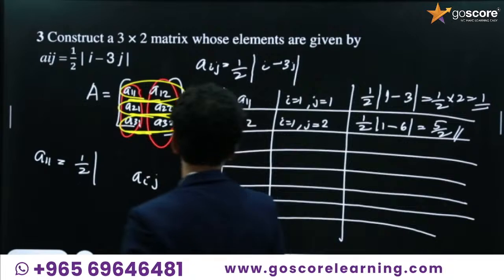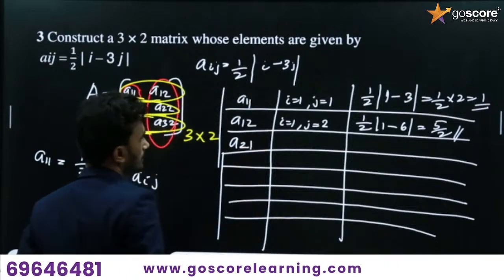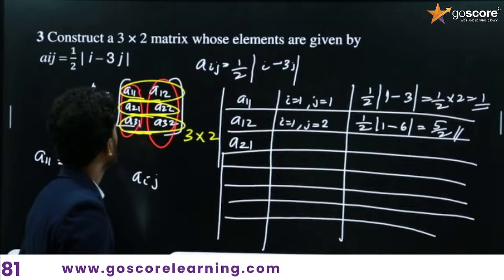Then the third value, A21. So what is A21?